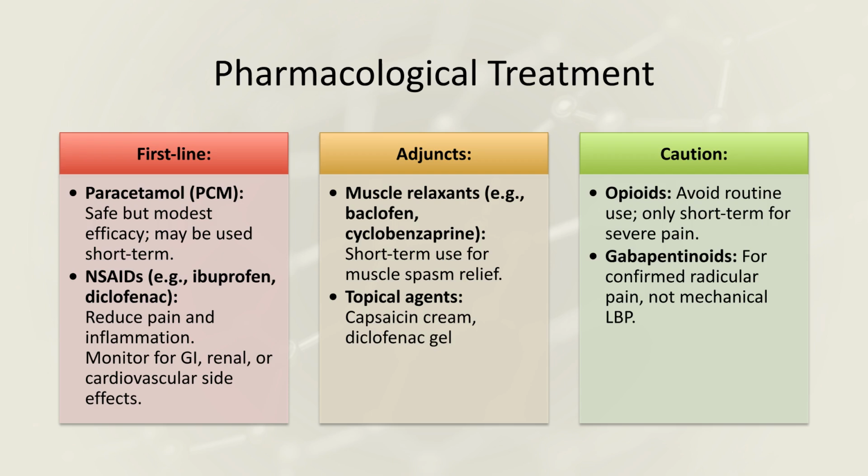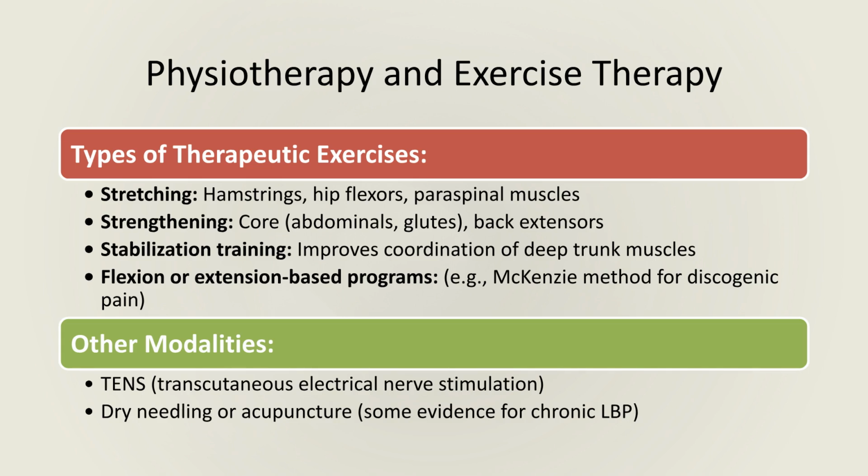Adjuncts include muscle relaxants for spasms. Opioids should be avoided for routine use, and gabapentinoids are reserved for confirmed radicular pain. Physiotherapy involves therapeutic exercises like stretching, core strengthening, and stabilization training. Programs may be flexion or extension-based. Other modalities include TENS, dry needling, and acupuncture, with some evidence for chronic low back pain.